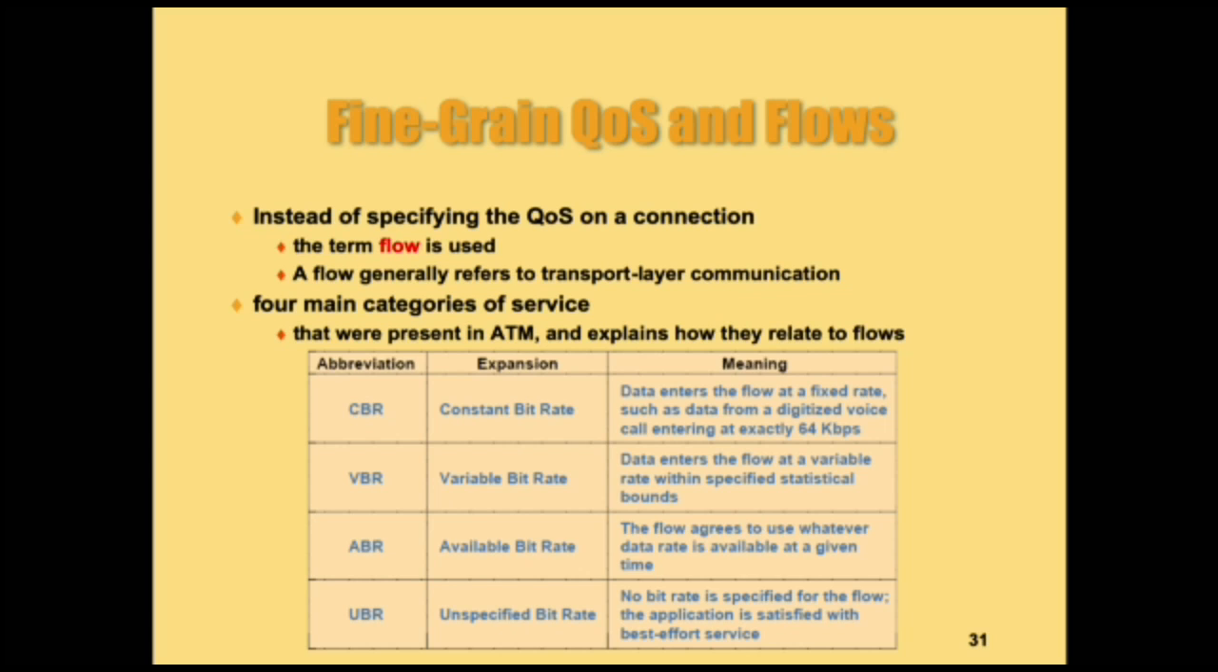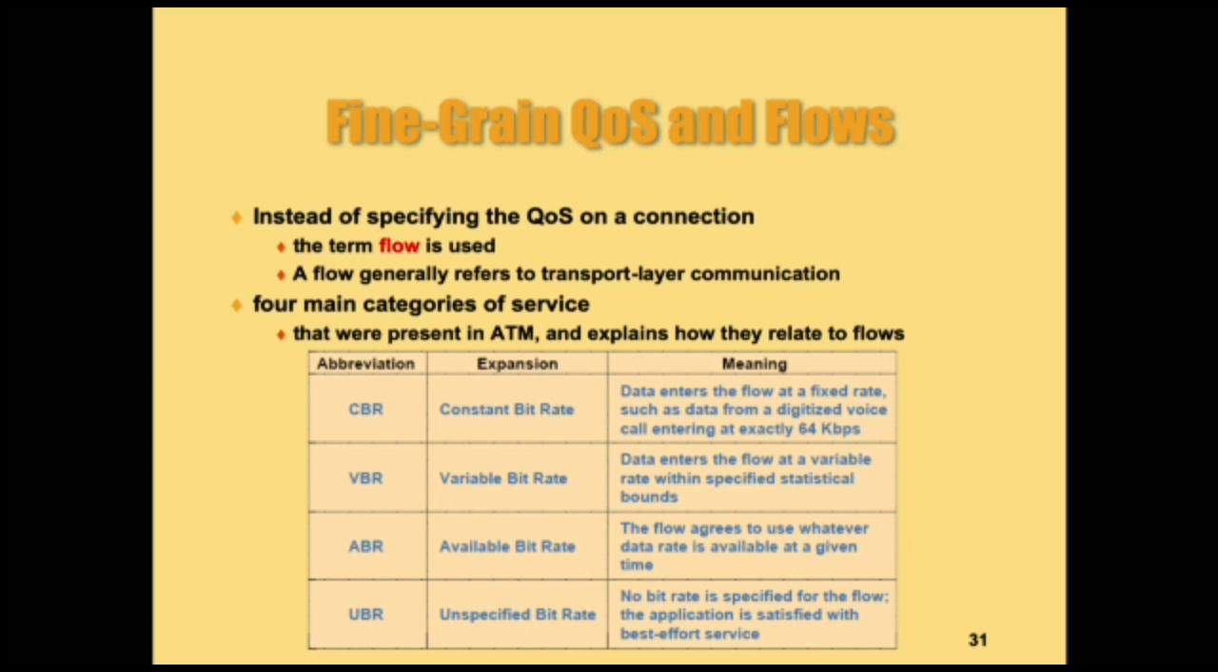But that's hard, of course, because then the network has to be able to handle the maximum load now and then, instead of just a constant. Available bit rate is much easier then. The flow agrees to use whatever data rate is available at a given time. So we're not guaranteed any real speed or throughput.